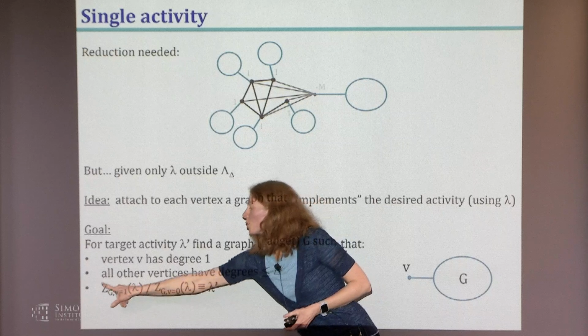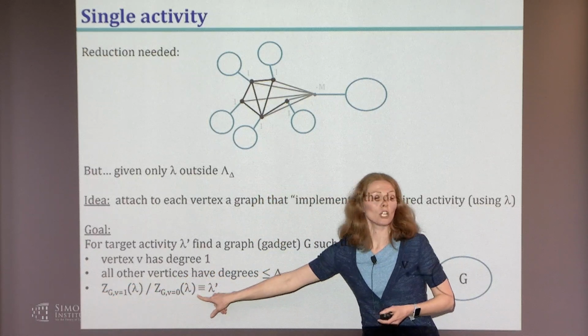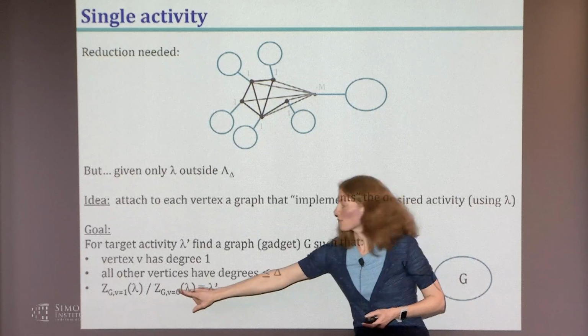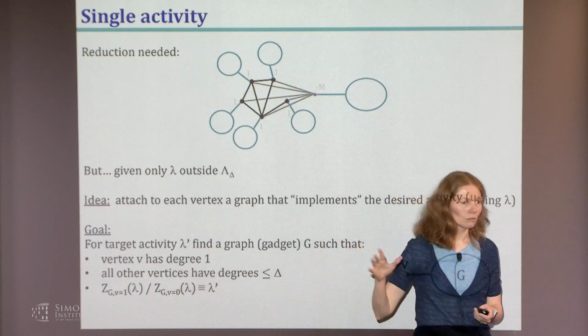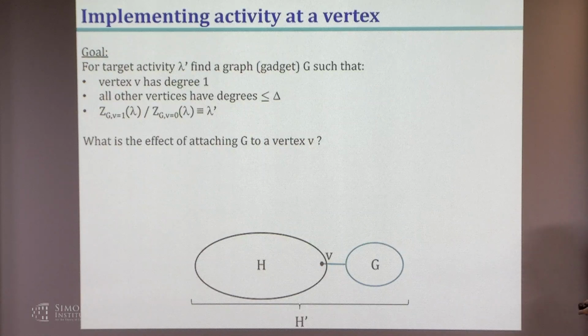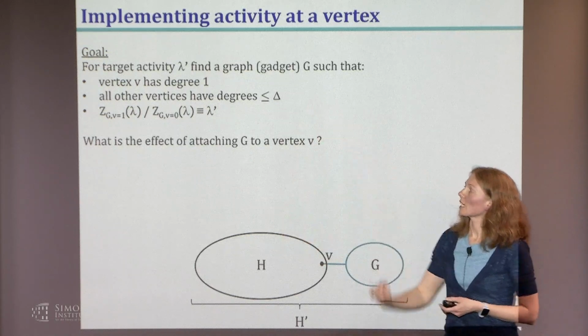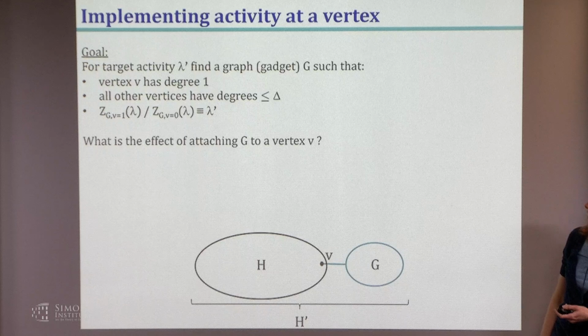So the contribution of those independent sets over the contribution of the independent sets when V is not in, I want this ratio to be equal to, ideally, lambda prime. In reality, it's going to be very close to lambda prime. Okay? Now, the question is why? Well, I just took the definition from the bottom of the slide up here. So what is the effect of attaching G to a vertex V?